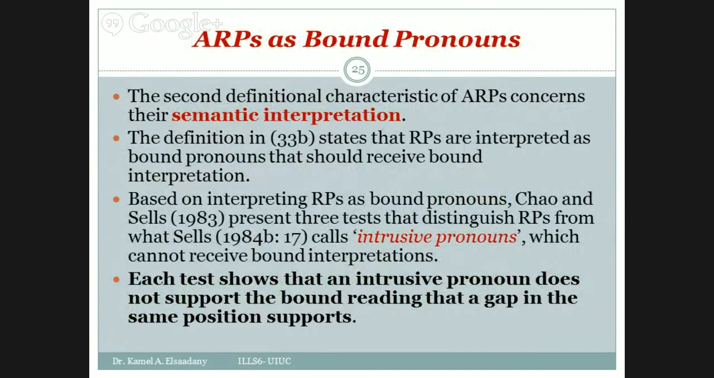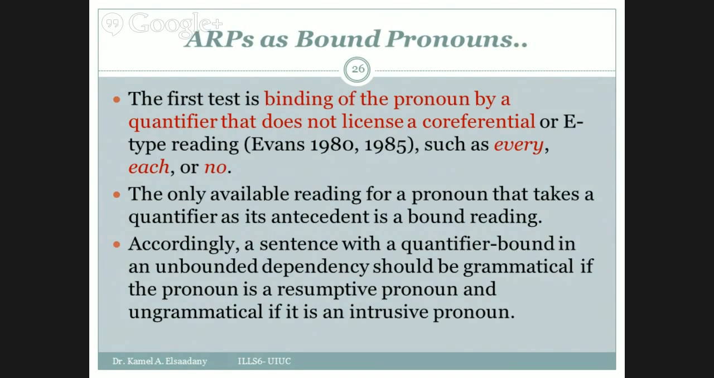Here, the second definitional characteristic of Arabic resumptive pronouns concerns their semantic interpretation. And here, the definition I gave before states that RPs are interpreted as bound pronouns that should receive bound interpretation also. As you see, when we say pronouns, ordinary pronouns, and then bound pronouns and all these, there will be some clashes and differences, and the challenge will come in the end when you are going to find a theory that will combine all these and try to provide a logical interpretation for all these.